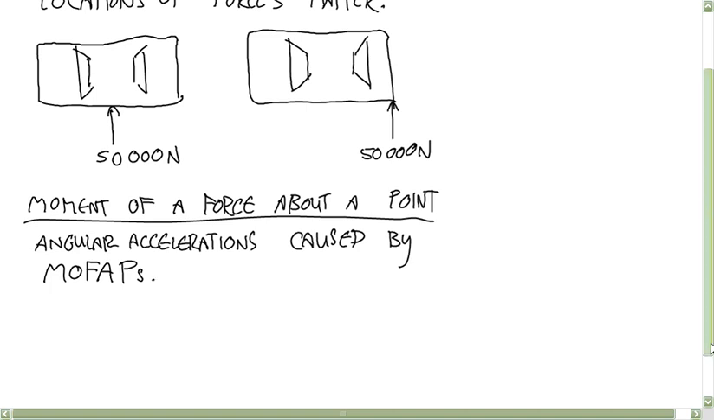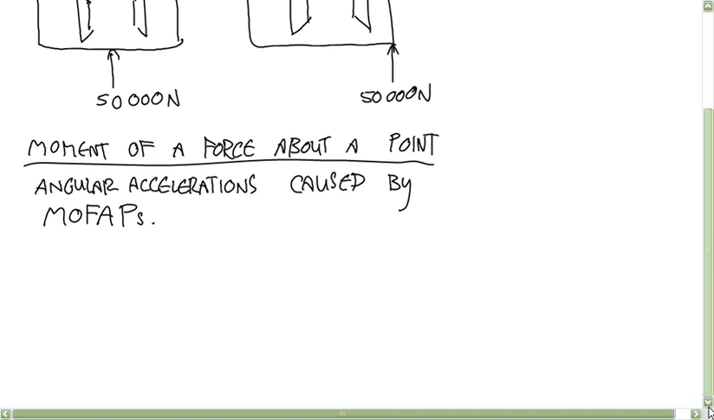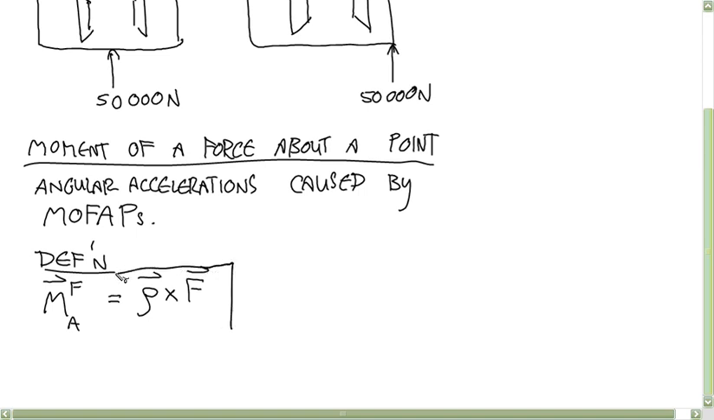So the definition of the moment of a force about a point, a MOFAP, is the moment about A produced by the force F, and this is a vector quantity, is equal to rho, and I have to tell you what that is, crossed with the force vector. And this is our equation 2.